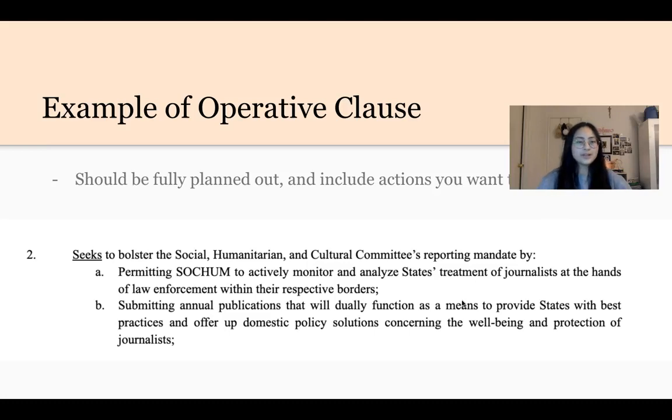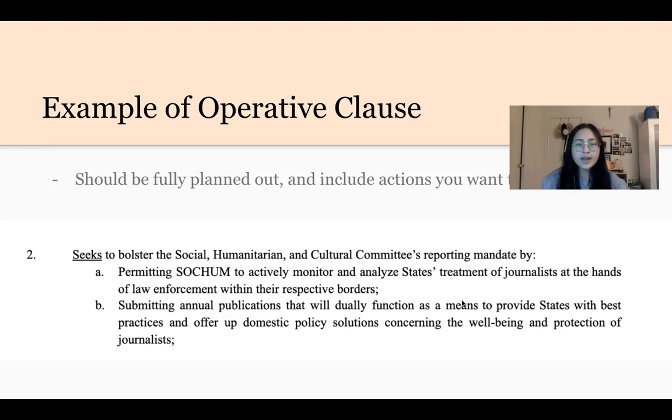And then here we have an example of an operative clause. Generally speaking, your operative clauses should be fully planned out and include actions you want to take. Here we have operative clause 2, and again, like my preambulatory clause video, these are examples from my UNHRC committee. Operative clause 2 reads, seeks to bolster these social, humanitarian, and cultural committees' reporting mandate by A.